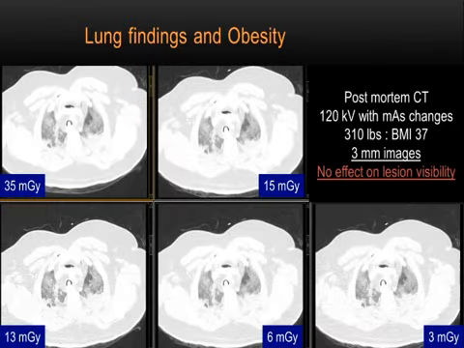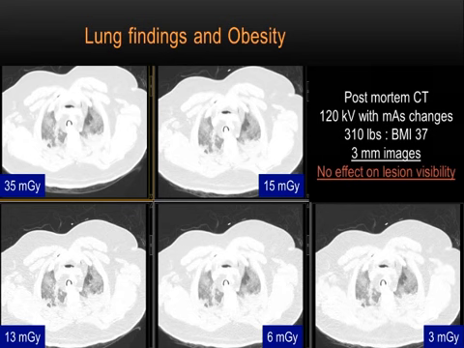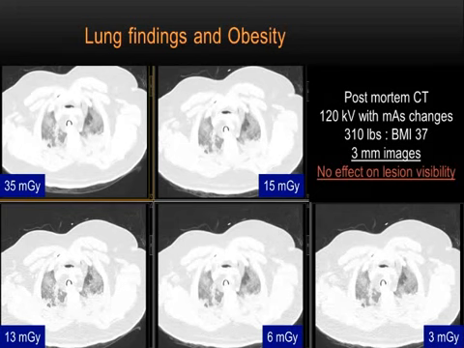Lungs. As I said, this is a postmortem CT, of course, BMI of 37, 310-pound cadaver, and these are chest images, 3 millimeter, scanned from 35 milligray to 3 milligray, right? What do we see? Well, we do see a lot of ground glass opacity. We do see some nodular opacities here. We do see that there are some areas that are spared of the ground glass opacities at 35 milligray, not very different from what we see at 3 milligray. Right? Once again, if you're looking for just lungs, it's fine.